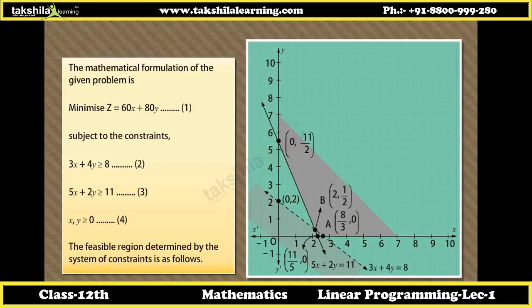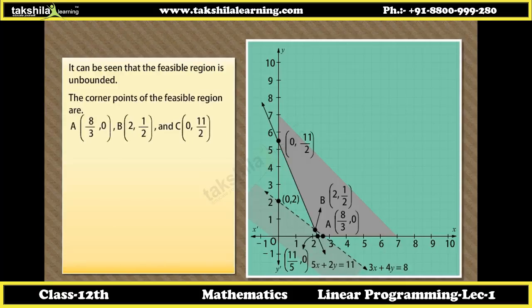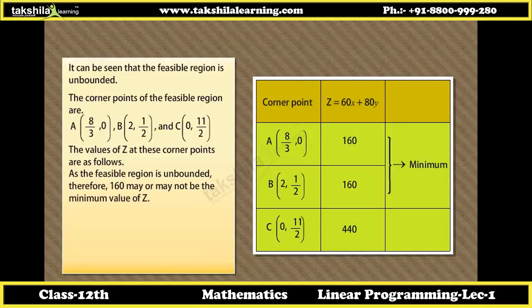The feasible region determined by the system of constraints is as follows. It can be seen that the feasible region is unbounded. The corner points of the feasible region are A (8/3, 0), B (2, 1/2), and C (0, 11/2). The values of Z at these corner points are as follows. As the feasible region is unbounded, therefore, 160 may or may not be the minimum value of Z.